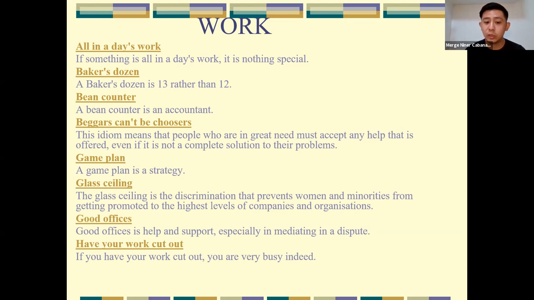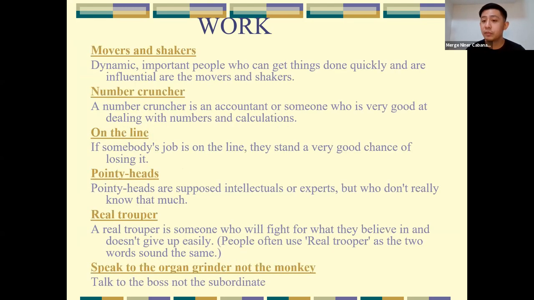Have your work cut out, which means you're very busy. Movers and shakers, they are the ones who can get things done quickly. Number cruncher, same meaning as accountant. On the line, they stand a very good chance of losing their jobs. Pointy heads, they're supposed intellectuals that actually don't know much about anything. Real trooper, someone who will fight for what they believe in and doesn't give up easily.